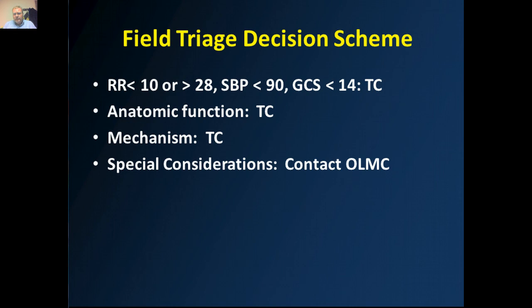If there's an injury that compromises their anatomic function, so fracture through a joint, amputation, proximal amputation, they need to go to a trauma center. If the mechanism of injury is really concerning, they jumped out of the lift and landed on the base of a tower, they need to go to a trauma center. Or if they're pregnant or elderly or there's medication considerations, talk to medical control. But at the end of the day, this decision is going to be made by the transporting EMS service. This just helps put you in a mindset of how sick the patient potentially is.